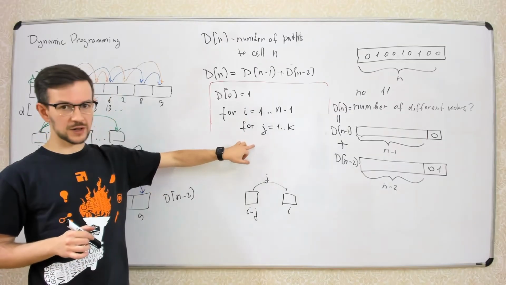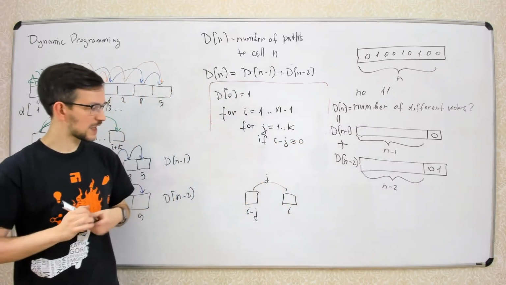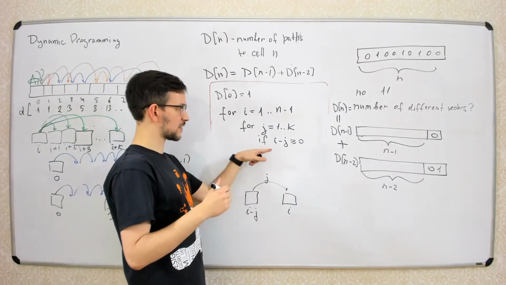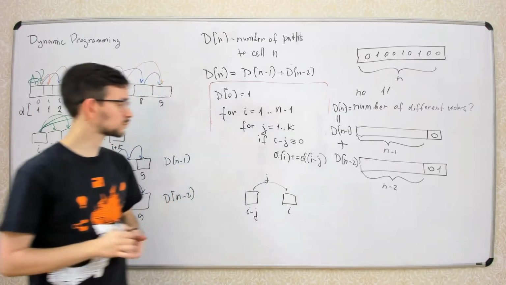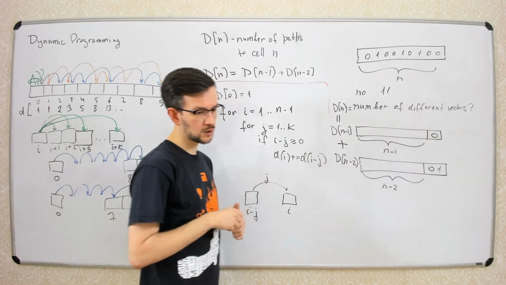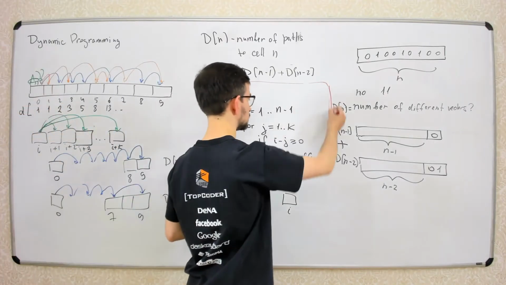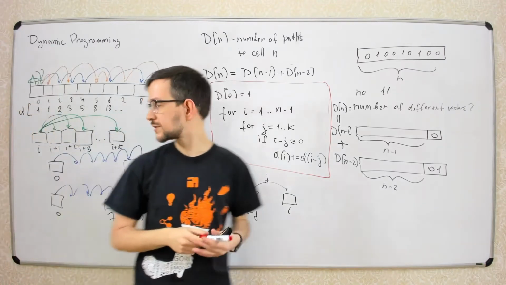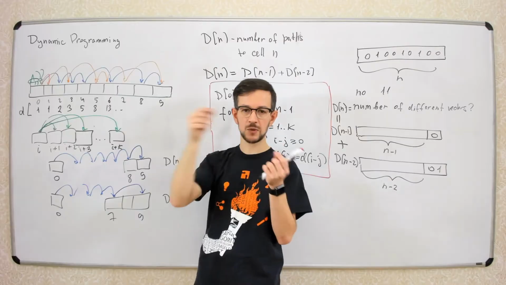And now here I will make an if statement. So if I minus j is greater or equal to 0, then I have this cell. So this is the possible jump. And I just add this value to my value. That's all. That's the whole program. That's how you calculate the number of ways to get to the last cell if you can make jumps of 1, 2, and so on to k, if the maximal length of the jump is k.